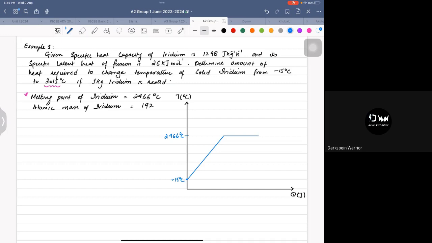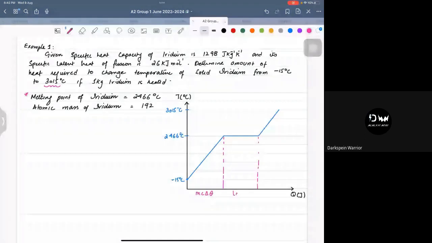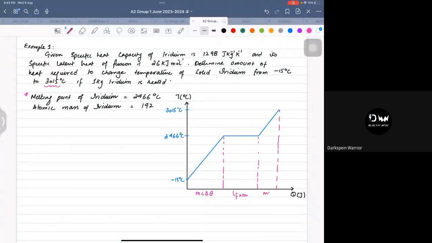And once it's melted, then it starts to heat up and it will reach something like 3015 degrees Celsius. That's our last stop. By drawing this, I have a clear understanding that in the first part of the question, I've got to use mc delta theta because there's a change in temperature happening. Then I've got to use latent heat of fusion times mass. And then I've got to use mc delta theta again to find the total energy required.